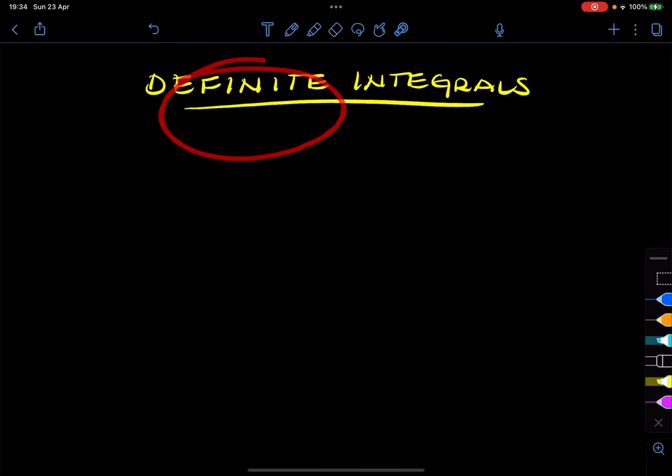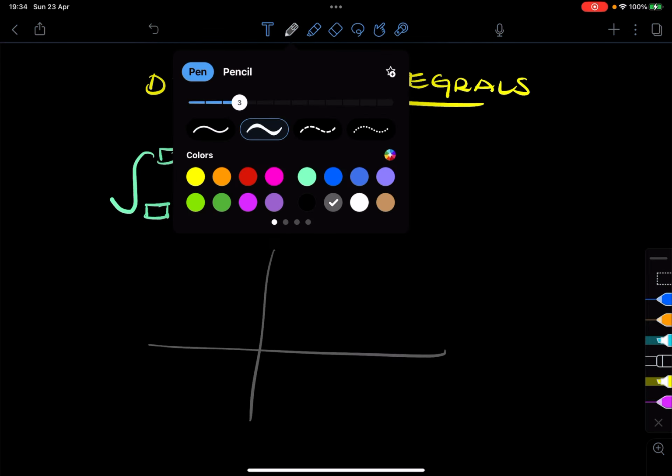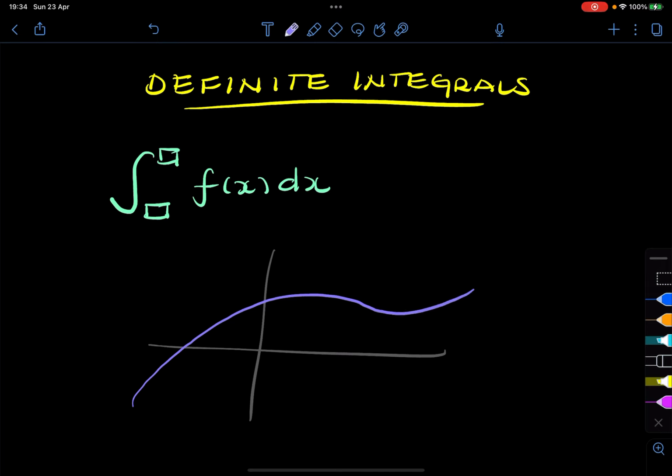So a definite integral is an integral where you have limits. You know how an integral is used to find the area under a curve. So say you had a curve like this, and you wanted to find the area between two values of x, from A to B. So you wanted to find that area.